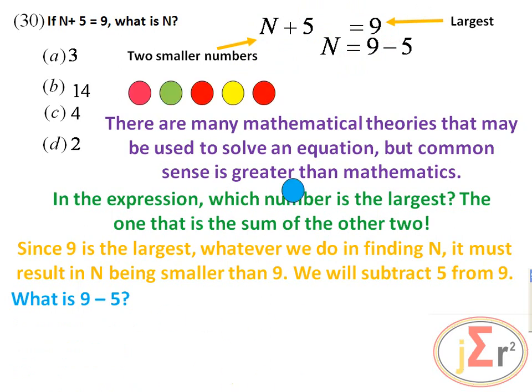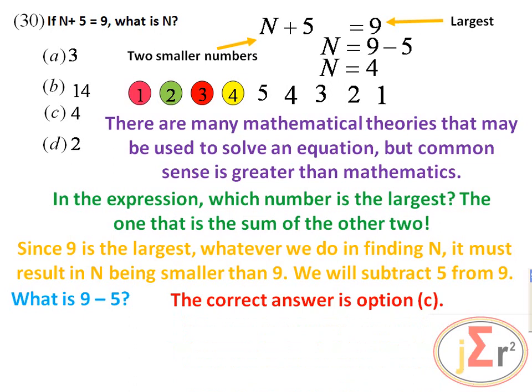But in order to demonstrate that, we have 9 items there. And what do we do with those 9 items? We will subtract how many of them? 5. 1, 2, 3, 4, 5. How many are left? 4. 4 are left, as Jerry pointed out to us earlier on. Therefore, we are sure that our answer is option C. N is equal to 4. The correct answer is option C.